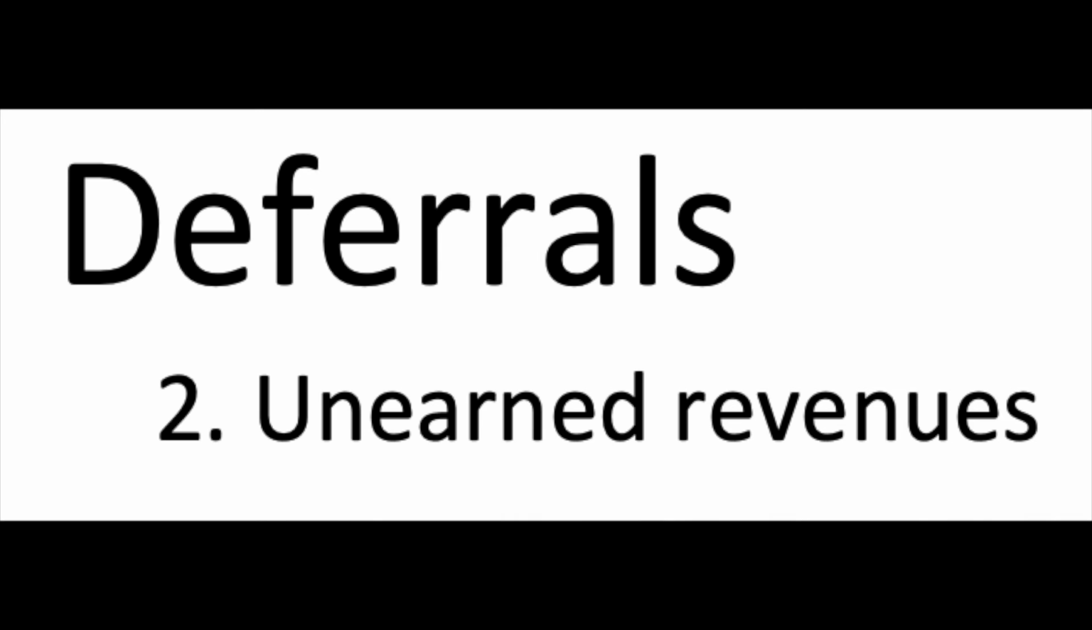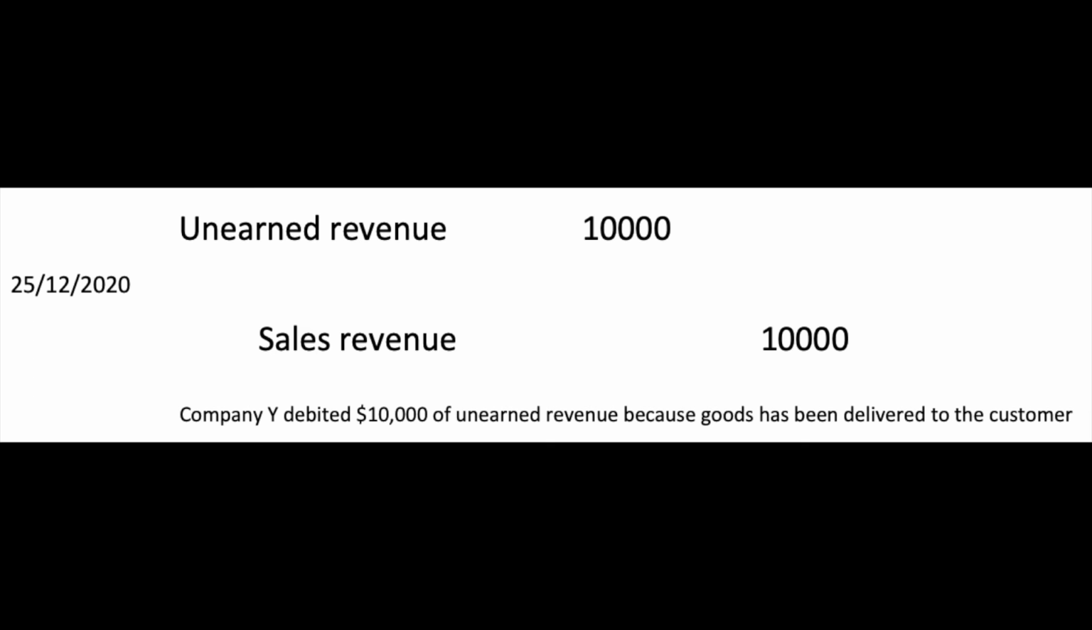Deferrals. 2. Unearned revenues. The unearned revenues journal entry. Company Y debited $10,000 of unearned revenue because goods has been delivered to the customer. The accountant should credit $10,000 to sales revenue and debit $10,000 to unearned revenue.